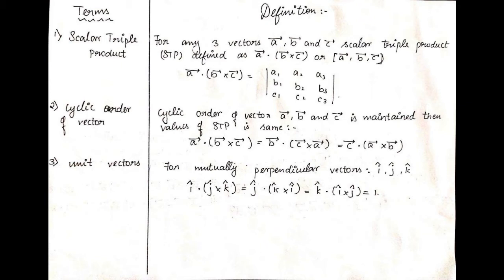Second, cyclic order of vectors. If the cyclic order of vectors a vector, b vector and c vector is maintained, then the value of the scalar triple product is the same. A vector dot b vector cross c vector is equal to b vector dot c vector cross a vector is equal to c vector dot a vector cross b vector. Third, unit vectors. For mutually perpendicular unit vectors i vector, j vector, k vector, i vector dot j vector cross k vector is equal to j vector dot k vector cross i vector is equal to k vector dot i vector cross j vector is equal to 1.